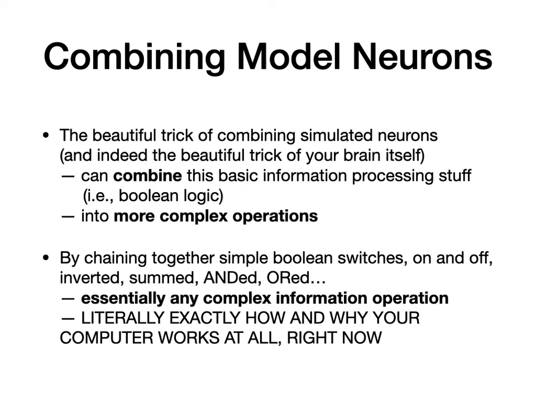By chaining together Boolean switches, on and off, inverted, summed, ANDs, ORs, you can do kind of any complex information operation, because what you're dealing with in these model neurons is the basic unit of information, the bit, the on or the off. And again, this is literally exactly how your computer works. This is what it's doing right now. It's moving a lot of on and offs around in very complex ways, in very complex circuits, to make this thing that you're listening to me through do what it's doing.